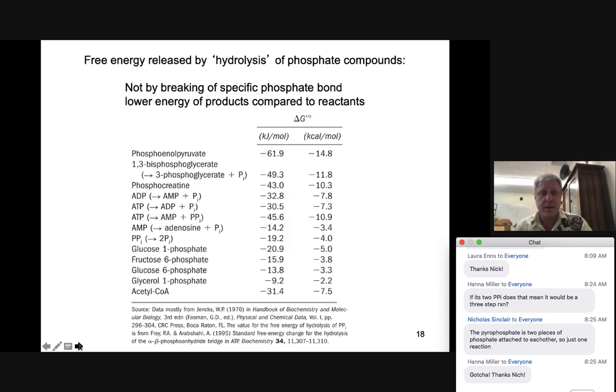So let's have a quick look at a few molecules here in regards to the energy release by hydrolysis for the phosphate bonds. And again, we're going to see all of these. We're going to study all of these particular molecules in coming lectures, except for phosphocreatine, but all these other ones are a part of the glycolytic pathway.